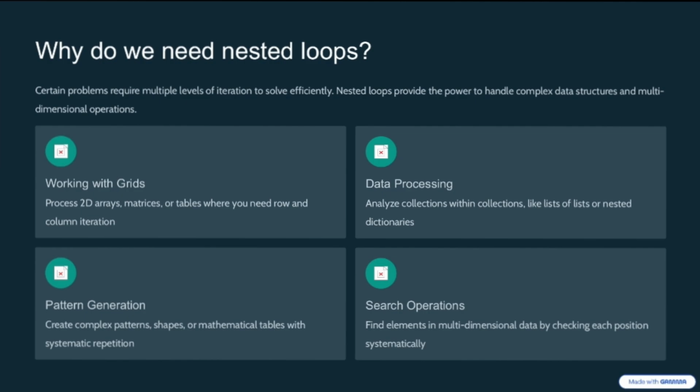Now the question is, why do we need nested loops? Some problems are complex and require multiple levels of repetition. Nested loops help us solve such problems efficiently. They are useful in working with grids or tables, data processing, vector generation, and searching in multi-dimensional data.